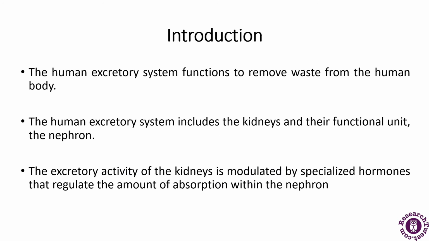So let's start. The main function of the human excretory system is to remove waste from the human body. It includes the kidneys and their functional units, the nephrons. The nephrons play a major role because they are part of the kidney. The excretory activity of the kidney is modulated by specialized hormones that regulate the amount of absorption within the nephron. Several hormones and ions also play a major role in the filtration of the blood as well as in the excretion of various waste products from the body.